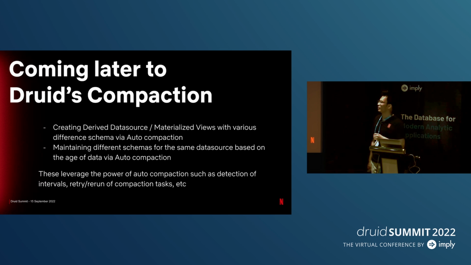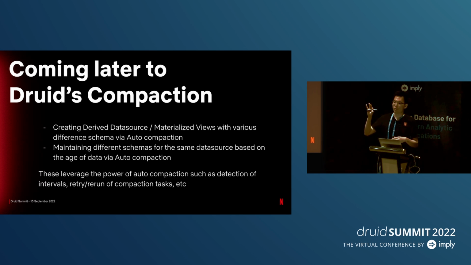The other one you can look forward to is tying auto-compaction with things similar to the load rules and drop rules that you're familiar with. So you can set a different schema for each different period. Similar to load rules, where you load the latest one day of data onto the hot tier and any older data onto the cold tier, you will be able to apply a different schema to the different loading periods.